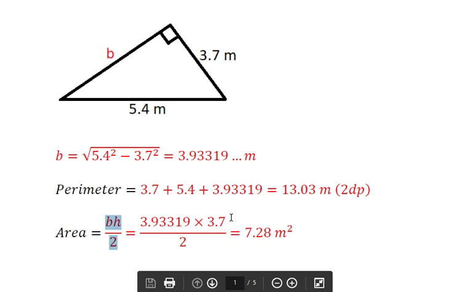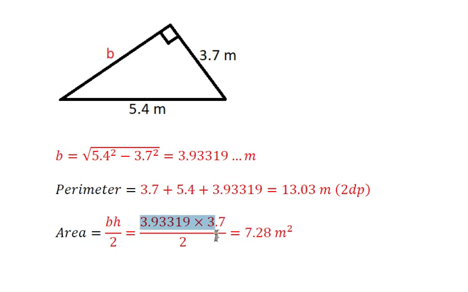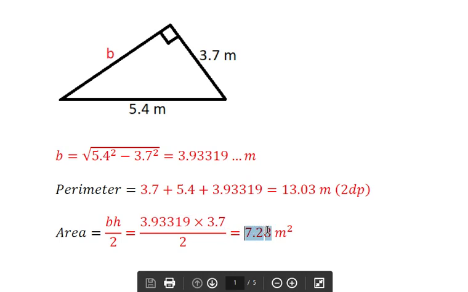You can just check to see whether this is correct, whether it actually makes sense or not. We've got 3.9, which is approximately 4, times approximately 4 here as well, which would give us 16, divided by 2 would give us 8, and we just rounded up a little bit, so we're going to get a little bit less than 8, obviously 7. That shows that you haven't made a mistake on your calculator, because it does make sense that it's actually 7.28.